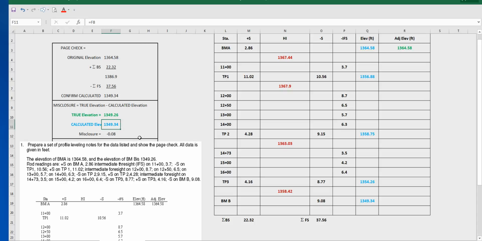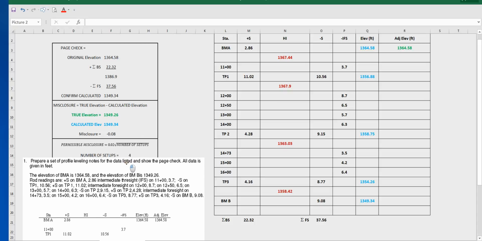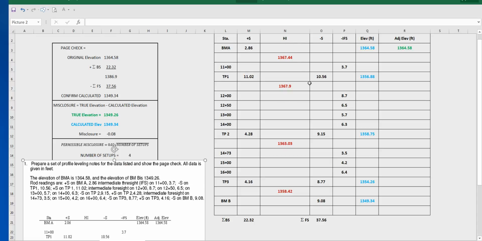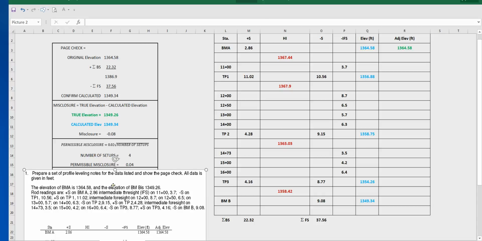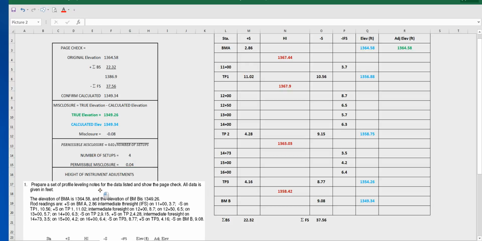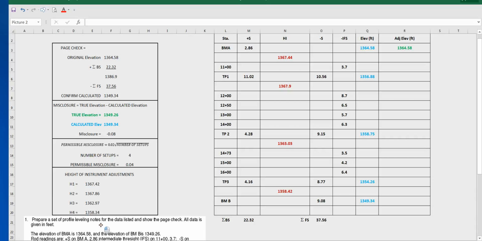So we have to do corrections. The corrections we're going to do are on our HI. Our permissible misclosure: how many setups do we have? We have 1, 2, 3, 4 setups. So we're going to take 0.02 times the square root of the number of our setups. The permissible was 0.04. Now, we actually would have to go back out into the field because we are over that error. But we're going to go ahead and move on and do adjustments.